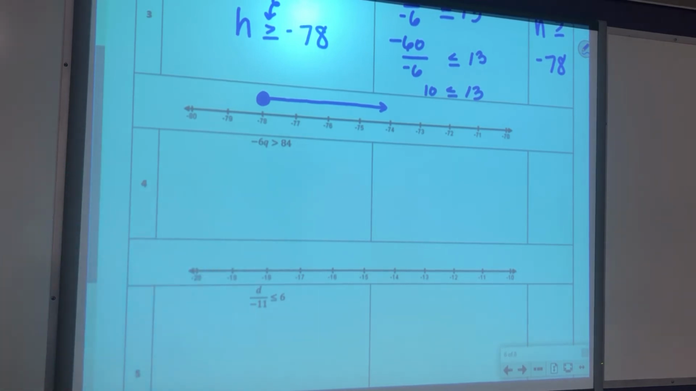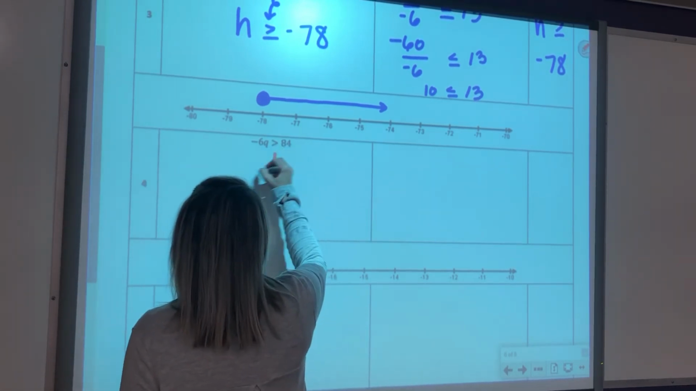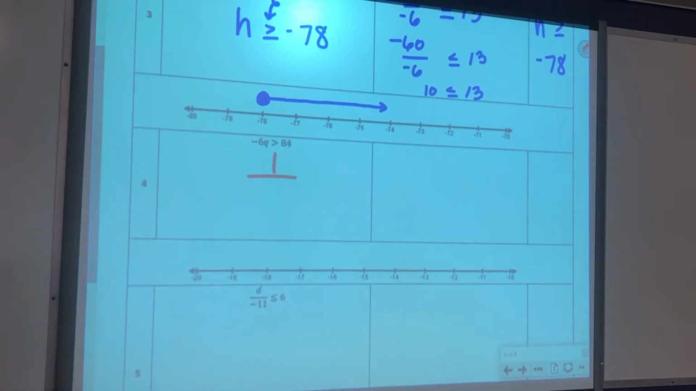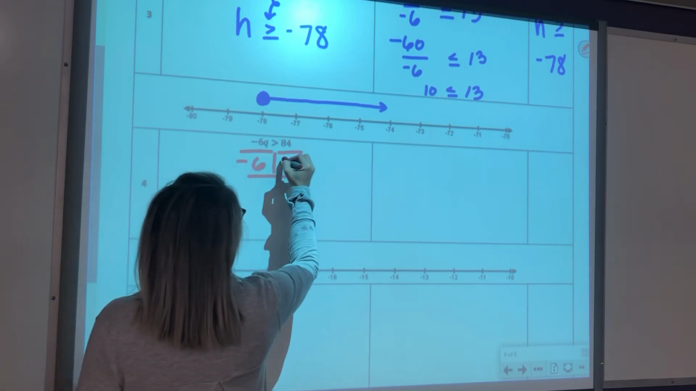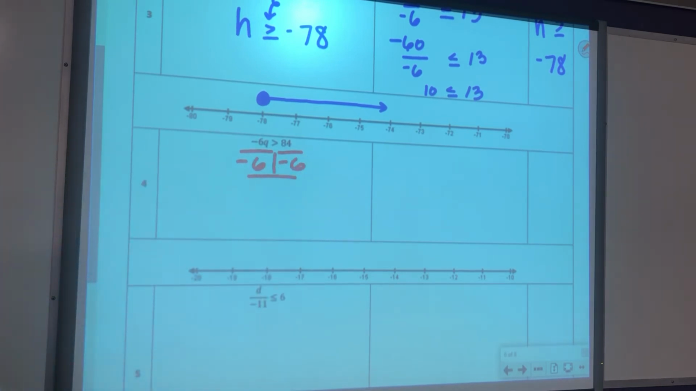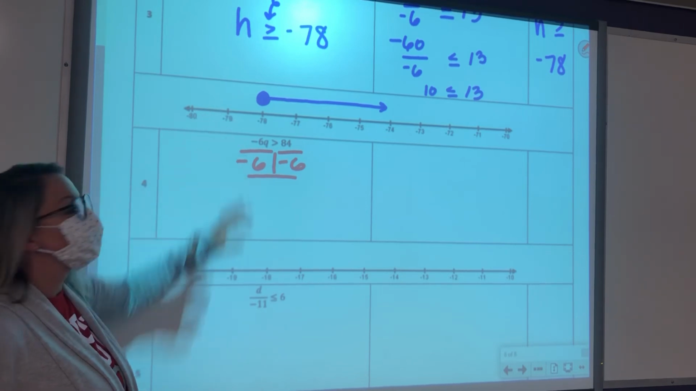Negative 6 is being multiplied by q. What's the opposite of multiplying by negative 6? Divided by 6. So I'm going to divide by negative 6 on the left and on the right. What happens to my 6s? They cancel out.